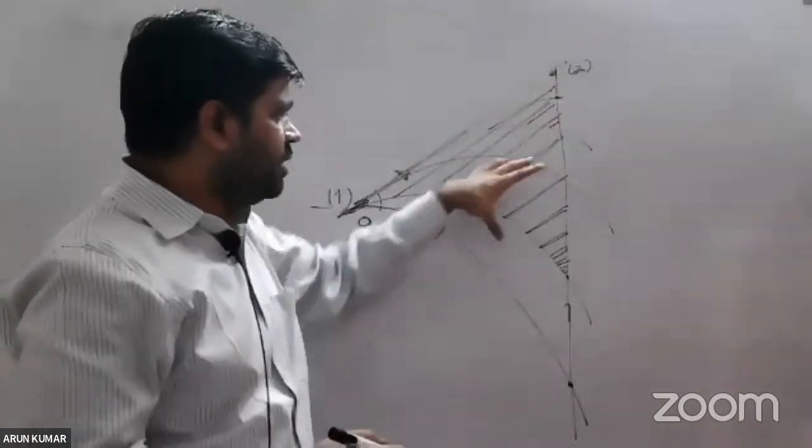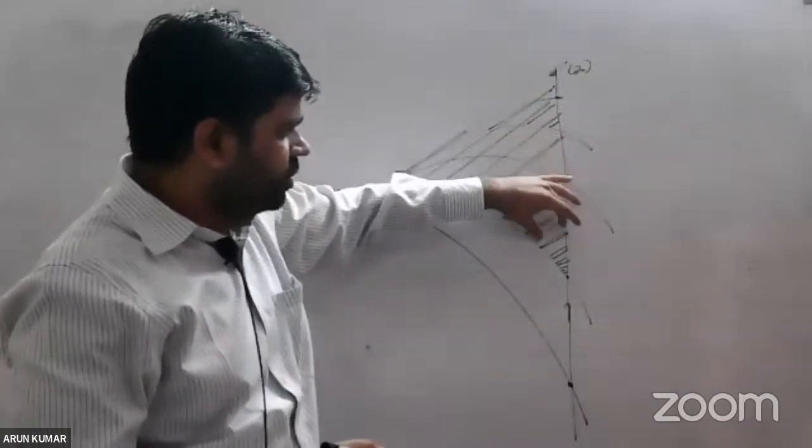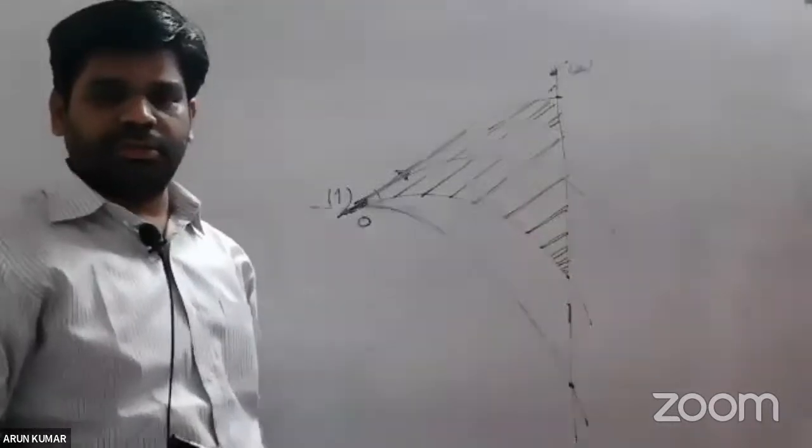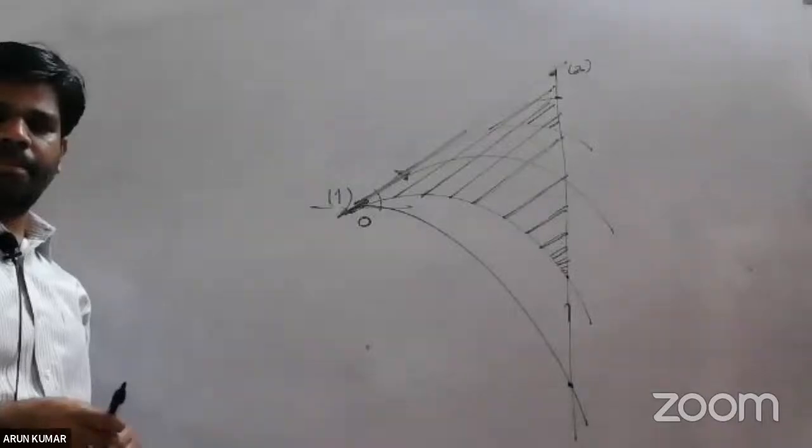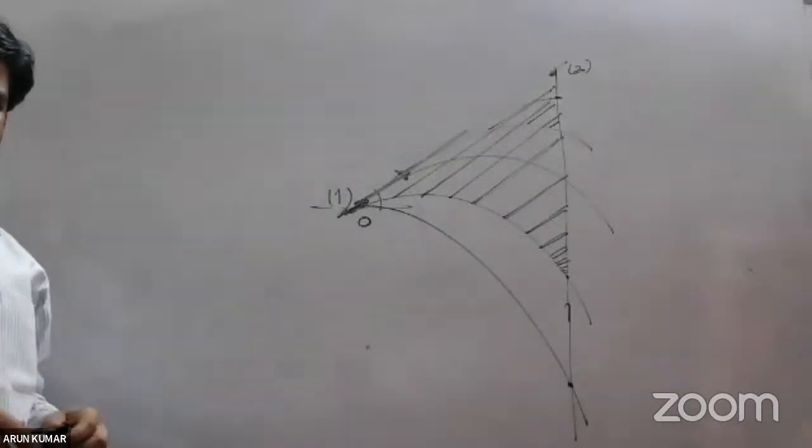So to 2, this straight line keeps shortening, and then there's a collision here. All right, is that clear now? Yes, sir. All right.